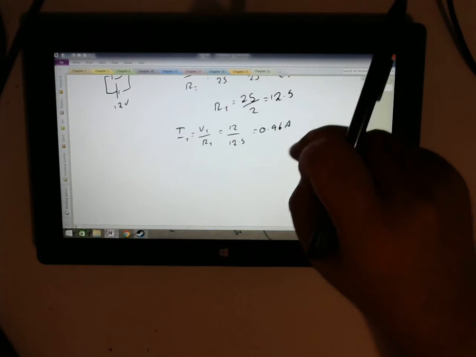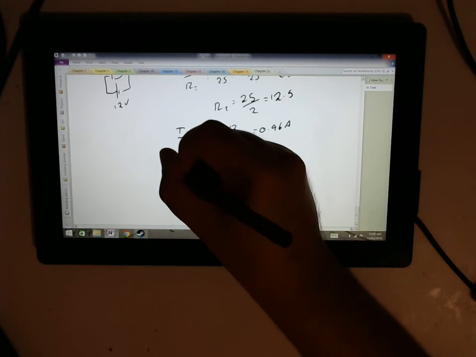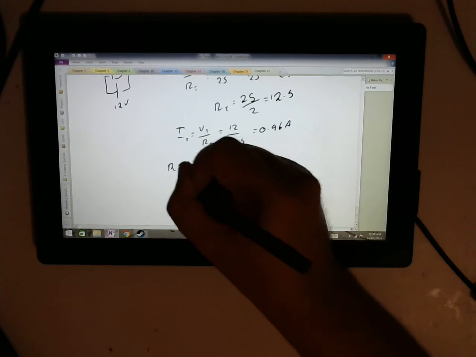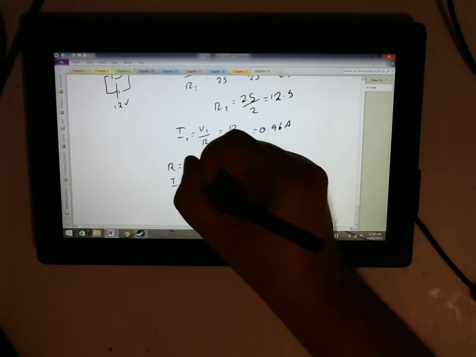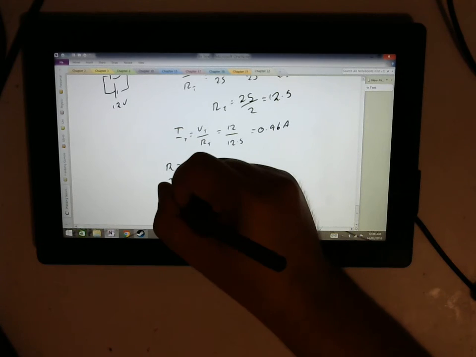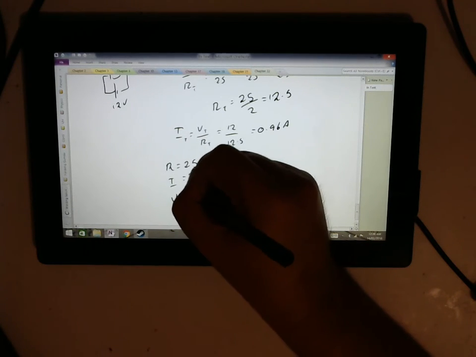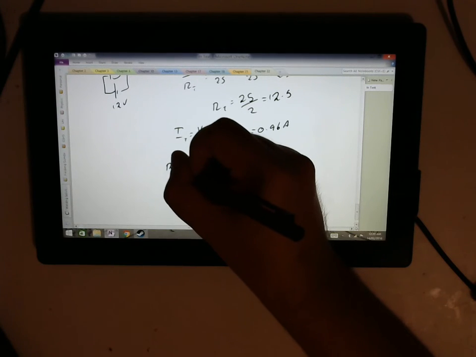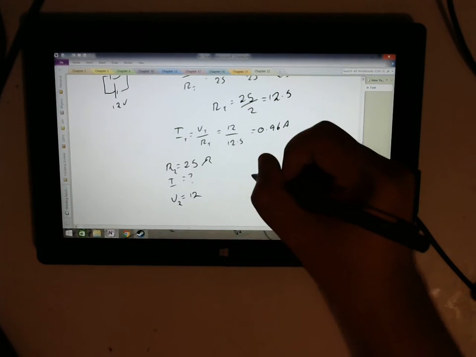So let's look at the circuit component we have there. We have that resistance equals 25 ohms. We know that the current flowing into it is unknown, because that's what we're trying to work out, and that the voltage getting used is equal to 12. Again, we need a current. This was resistor 2. So let's work that out.